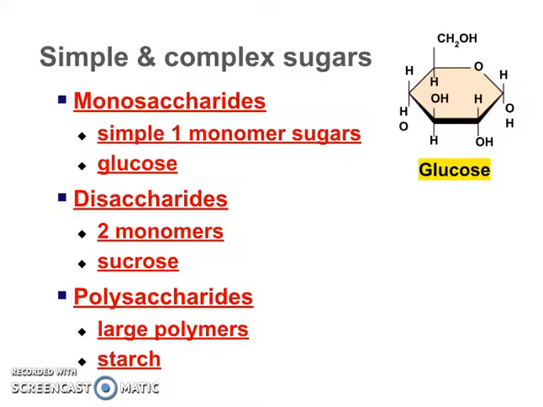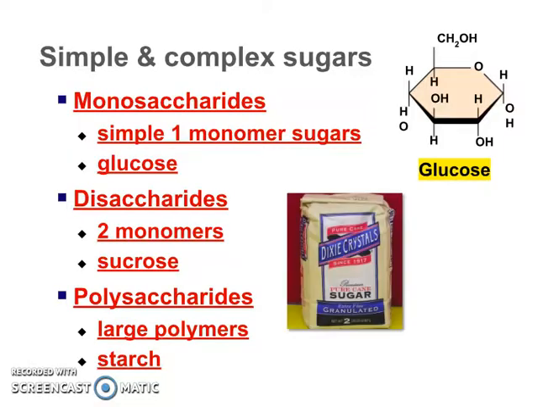So carbs can come in different forms. So we tend to divide them into simple and complex. Simple sugars include things like monosaccharides that are just made up of one monomer. Glucose is an example of that. Disaccharides are made up of two, di for two. Sucrose or table sugar is an example of that one. And then polysaccharides are large polymers like starches.